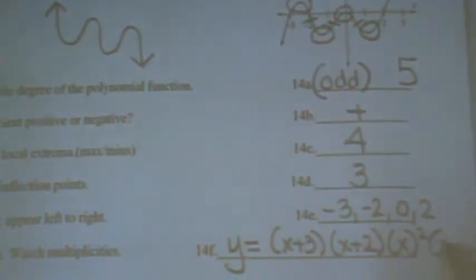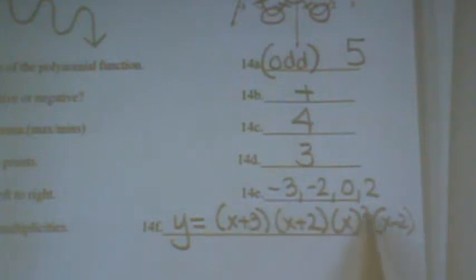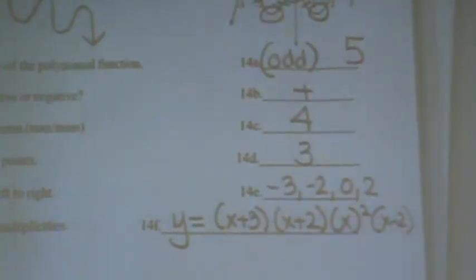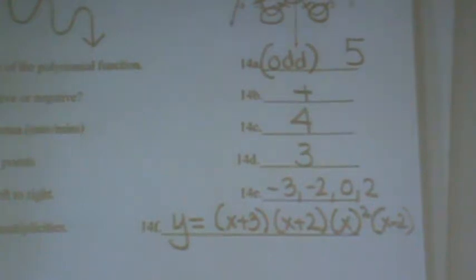Why did I write x squared and then x minus 2? 2 reasons. Number 1, if you didn't have this 2 here, you're telling me that the degree is a 4. And the other reason is because it's touching there, so it has to have a multiplicity that's even. So you need that 2 there.